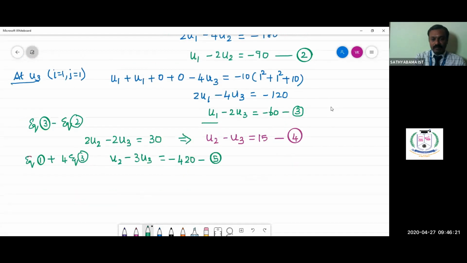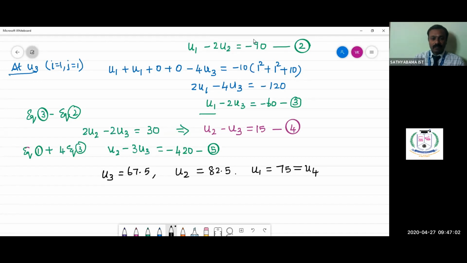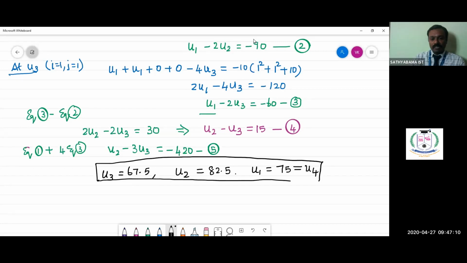On subtracting these two equations and simplifying, we get U3 is equal to 67.5. And on substituting the value of U3, we get U2 is equal to 82.5. Substituting U2 in any of the known equations, we get U1 is equal to 75, but we have already proved U1 is equal to U4. Therefore, U4 is also equal to 75. So these are the values of the mesh points for the given Poisson equation under the given boundary conditions.